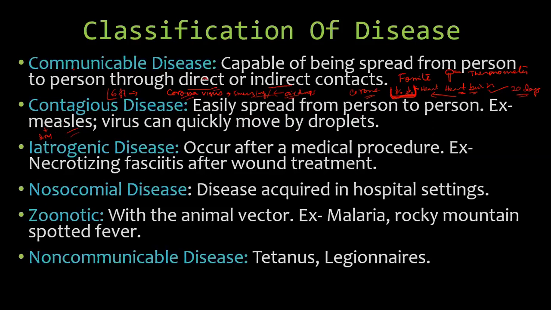Now, what's the difference between communicable and contagious disease? Communicable disease is capable of being spread from person to person. In this case, it is easily spread from person to person. So we can say that all contagious diseases are actually communicable diseases, but not all communicable diseases are contagious diseases.